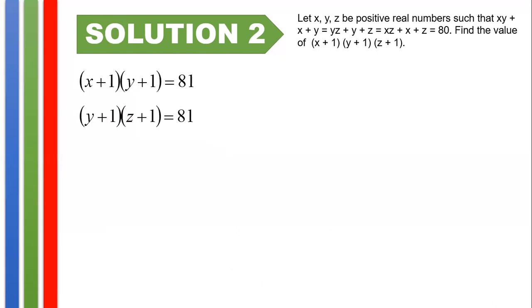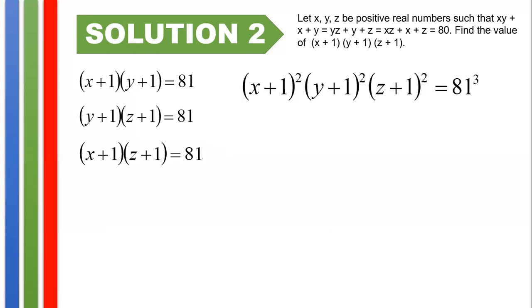And performing such with this one, if we multiply the left-hand side, we could see that we have two x plus 1s. That's why their product is x plus 1 quantity squared. There are also two y plus 1s here, so that's y plus 1 quantity squared. And we have two z plus 1s as factors, so that's z plus 1 quantity squared equals 81 times 81 times 81, or that's 81 cubed on the right-hand side.